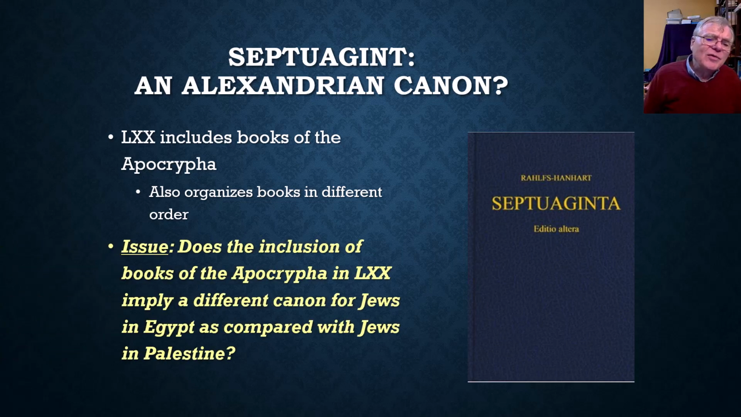And the issue then, does this inclusion of books of the Apocrypha in Septuagint manuscripts imply a different canon for the Jews in Egypt? You might recall that the Septuagint was produced by Jewish scholars in Egypt, according to the tradition. And so did the Jews in Egypt have a different canon than the Jews in Palestine and Babylonia? Did they have an Alexandrian canon? The canon that would have been recognized by Jews in Alexandria, Egypt.